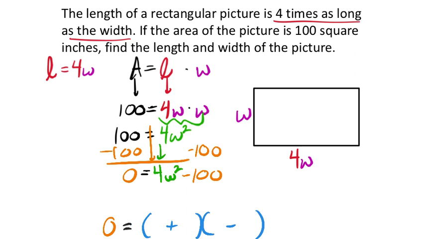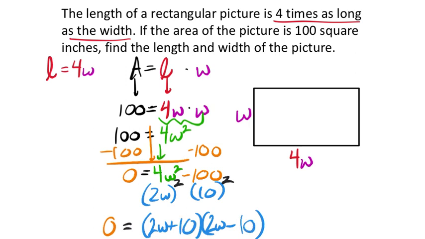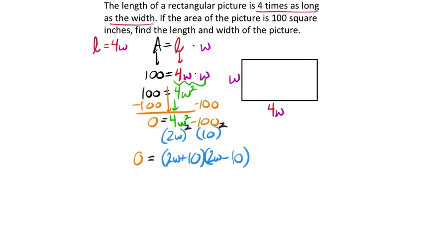So what is it that's being squared? Well, from the 4W, that'd be the same as taking 2W and squaring it. So I know that my first value is a 2W in both binomials. And then 100 is the same as taking 10 and squaring it. So it'd be 2W plus 10 and then also 2W minus 10. These two binomials are being multiplied together. But again, that still equals 0, right?